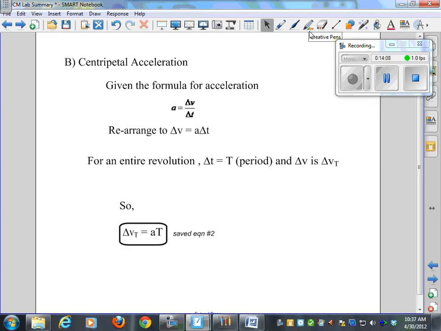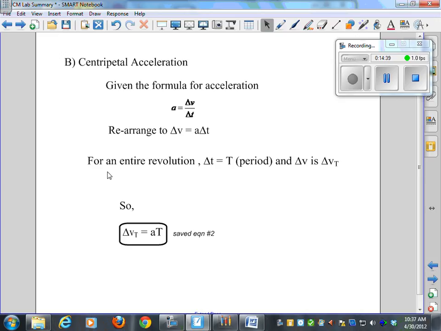Okay, now, centripetal acceleration. The formula for acceleration is a equals delta v over delta t. You've known that since about grade 10. We're going to rearrange that a little bit to give me delta v is equal to a delta t. Now, in the past, I've allowed that delta to disappear. Let's hang on to it today. So delta v is equal to a delta t.